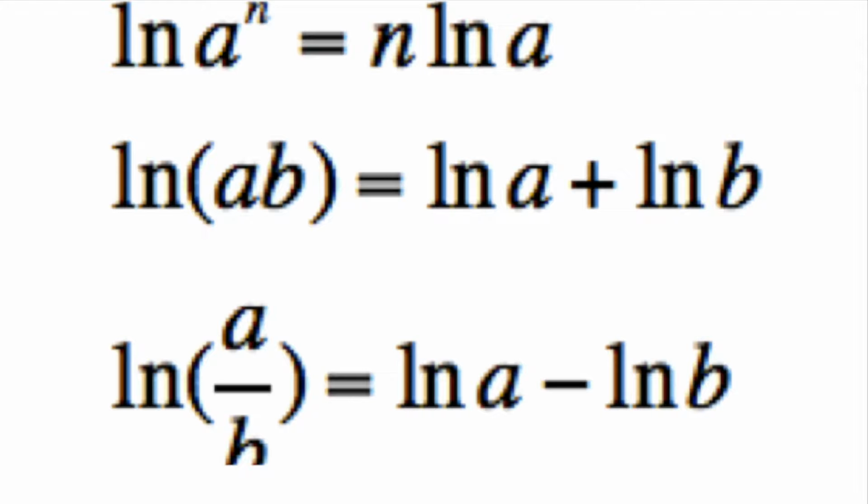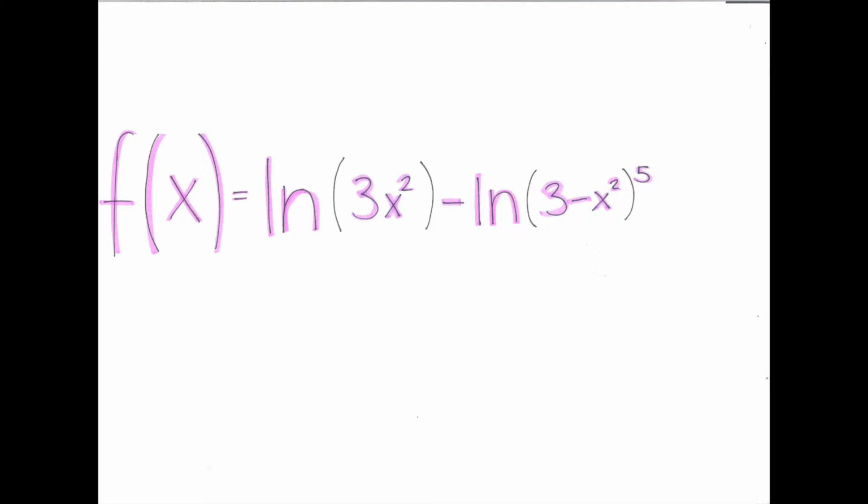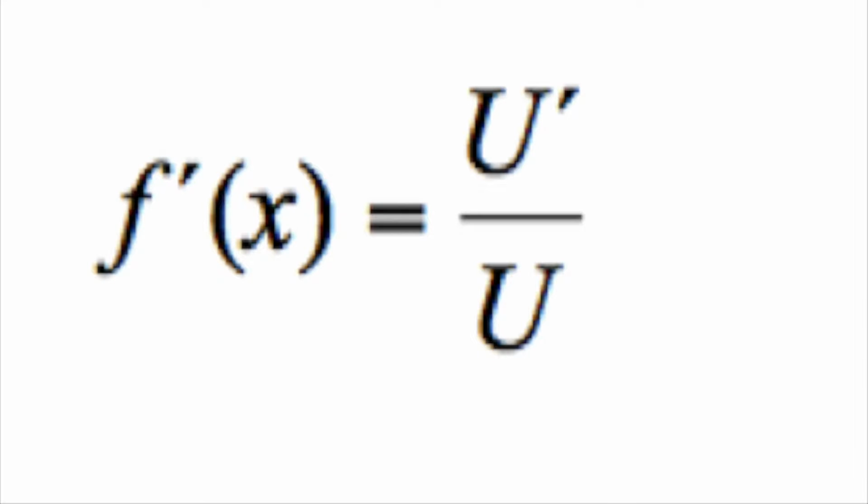So we need to use a property of division, that is ln of the numerator minus the ln of the denominator. The first step is to rewrite the ln equation and write it as a property, that in this case will be f of x equals ln(3x squared) minus ln((3 minus x squared) to the fifth). Then we will remember that the rule of ln is u prime over u. Remember that the u means the original format, that in this case is 3x squared.